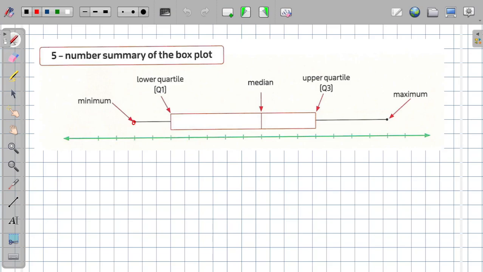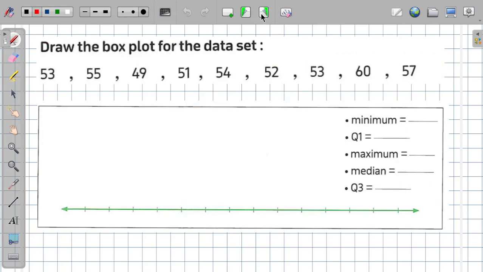The first point here is the minimum number. The first line here is the first quartile or the lower quartile. The second line here is the median. The third line here is the third quartile, and the last point here is the maximum value. So if we have the box plot drawn in front of us, we can get the 5 number summary for any data set.